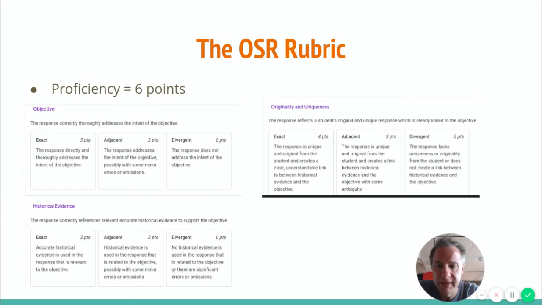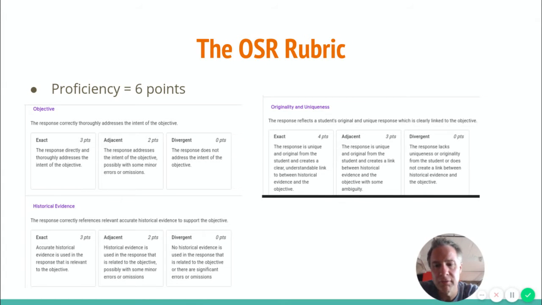Next, there's 3 points for historical evidence. Are you identifying a correct effect? That's ultimately what it boils down to: is what you're doing correct? If you're talking about the transatlantic trade, are the things that you're referencing historically correct? Figures or events or people, do you have those incorporated in? When we look at your OSR, basically, do we understand that you get history from this time period?